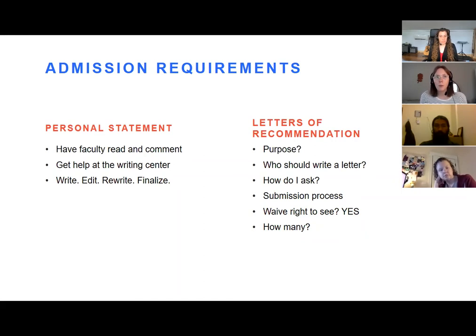I definitely would recommend having other people read it. If you have access to a writing center, go there and put most of your effort in the application towards that personal statement. It really can put you ahead where some black and white numbers don't look as great. The personal statement can help you shine there.